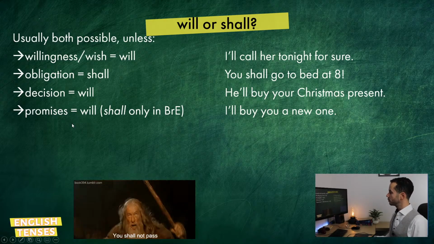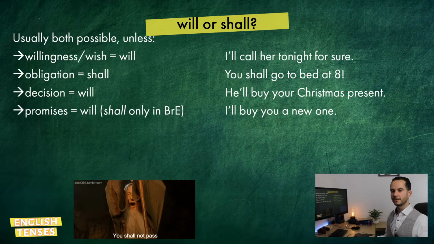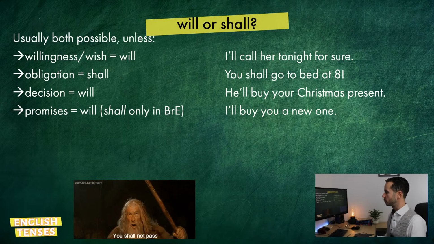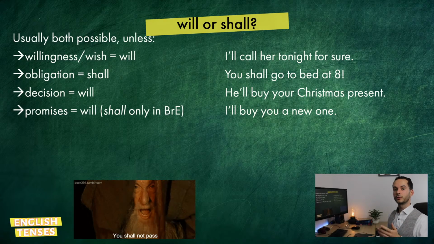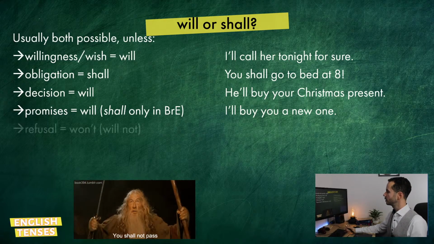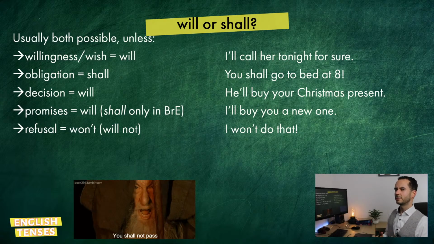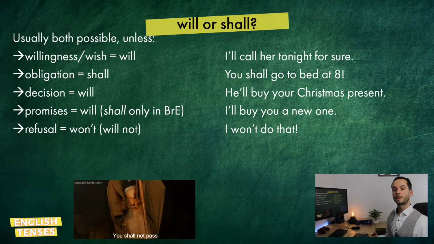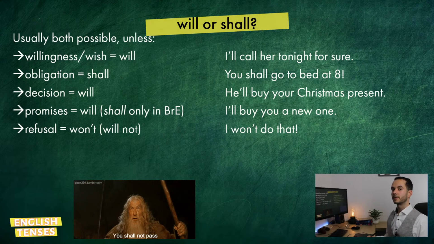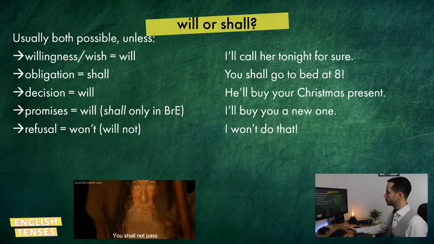And then when we talk about promises, we also use will. So I will buy you a new one. It's a promise. I've probably broken someone's phone or tipped over someone's laptop from the school desk. Then I will say, don't worry, I will buy you a new one. And in British English, you can also use shall in this case. I shall buy you a new one. Then for refusals we use will, but then will not becomes won't. You can use will not, which is more common in formal English, but in informal English, you can use won't. I won't do that.